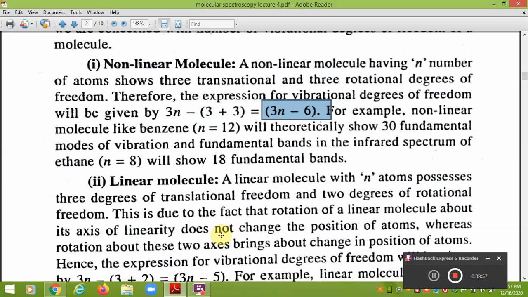For example, a non-linear molecule like benzene, in which 6 carbon and 6 hydrogen, meaning 12 atoms, are present. If you put this n in this formula, 3 into 12 is 36, minus 6, it will show 30 fundamental modes of vibrations, or 30 vibrational degrees of freedom. The fundamental bands in the IR spectrum of ethane: ethane has 8 atoms, so 3n minus 6 means 3 into 8, 24, minus 6, so it will have 18 fundamental bands.